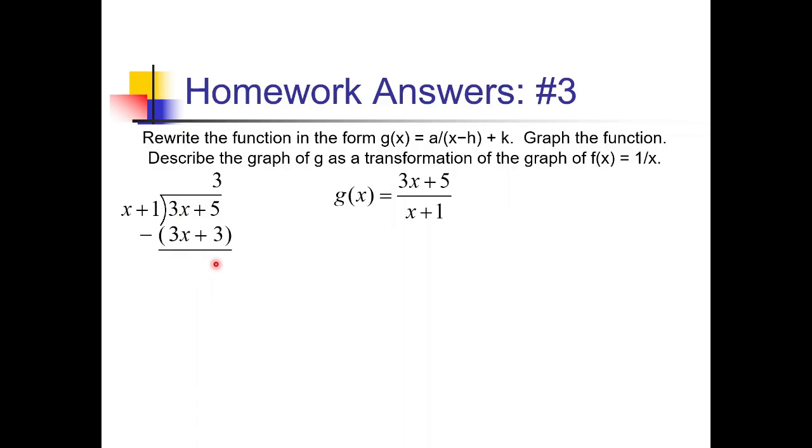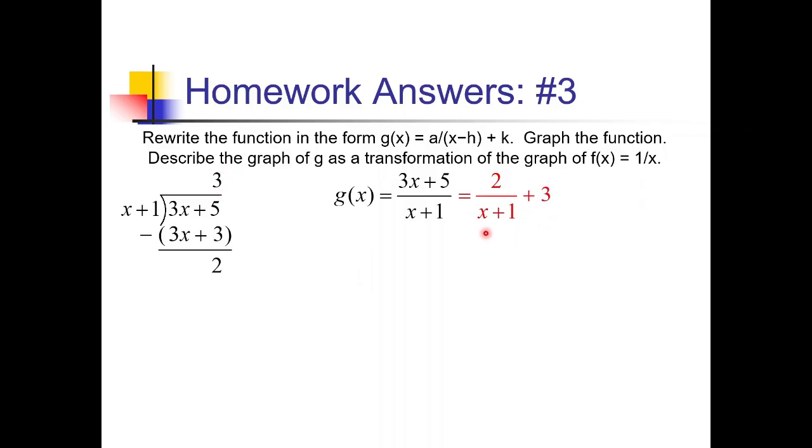And now I'll subtract all that stuff. 3x's cancel. 5 minus 3 is 2. So we end up with 2 over x plus 1. That's going to be our main part here, the a over x minus h part. And then we'll have a plus whatever this quotient is, plus 3.